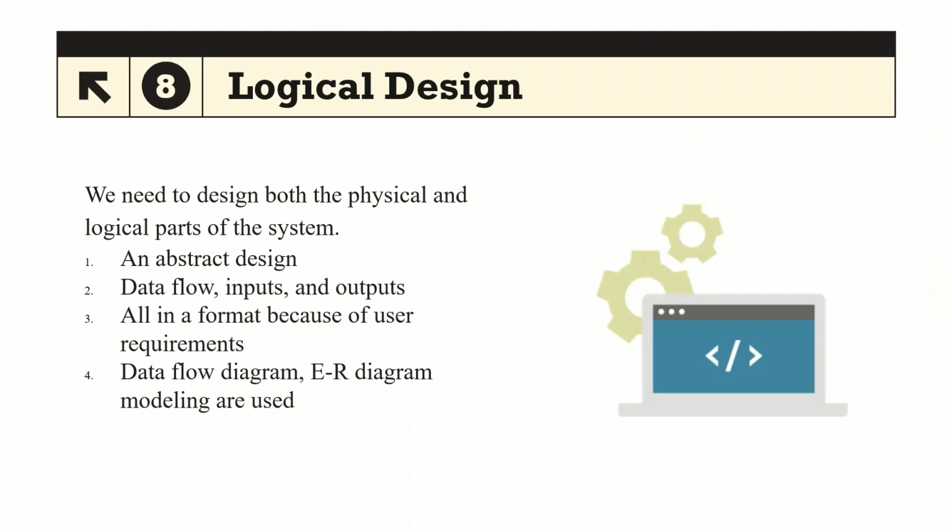And abstraction design is usually done by modeling. Second is logical design, an abstract representation of data flow, input and output of the system. The description of the input, output, database, procedures, all in a format based on user requirements. Data flow diagram and ER diagram modeling are also used.